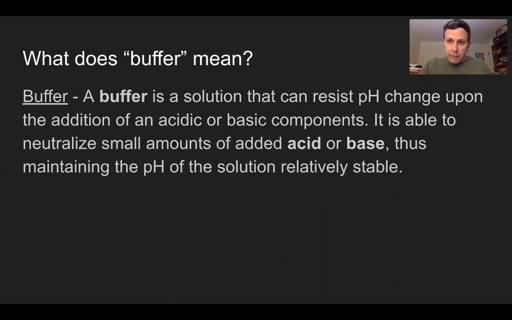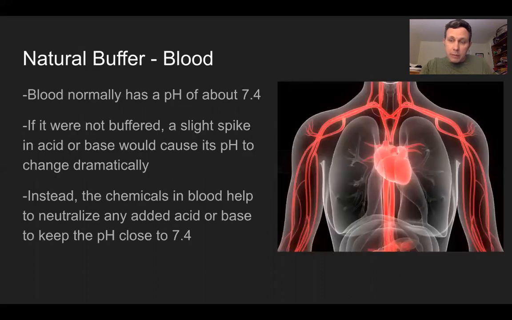And one really famous example of a buffer, or at least a really important example, is blood. So your blood is relatively neutral, slightly basic, but if you get all of a sudden an influx of acid or base to it, the chemical system in the blood will prevent the pH from changing wildly, which is really important.